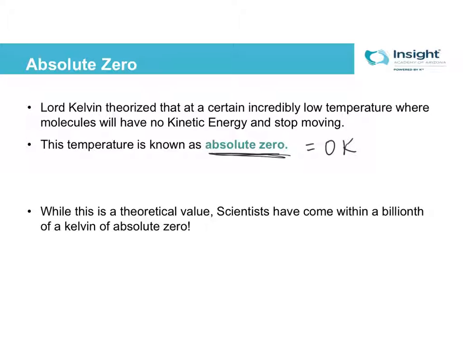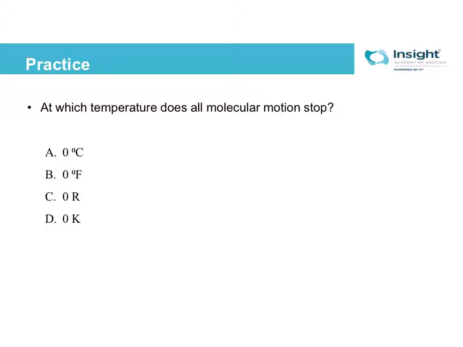This is a theoretical value. It hasn't been proven yet, but scientists have gotten within a billionth of what they currently think 0 Kelvin would be. But this isn't something you can do very easily, because if all the molecules in the air stopped moving around, or if all the molecules in your body stopped moving around, that wouldn't be good for you. So, what was the temperature where all molecular motion stops? Hopefully you said D.